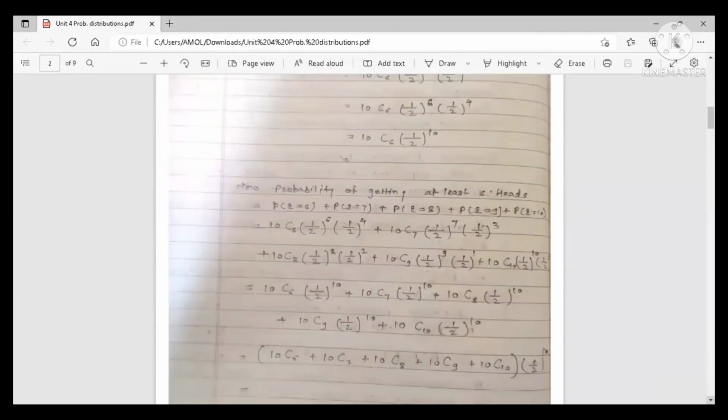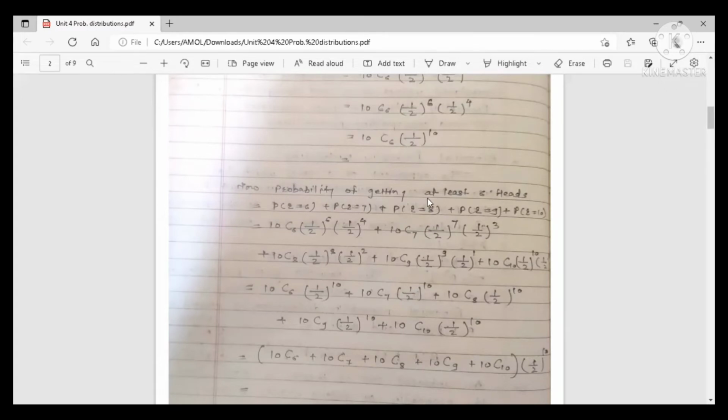Now, the second aim in the same example is the probability of getting at least 6 heads. At least means a minimum of 6 times you will get heads, and a maximum of 10 times, because the number of trials N is equal to 10. We are tossing the coin in the air 10 times. So the maximum you will get is 10 heads.